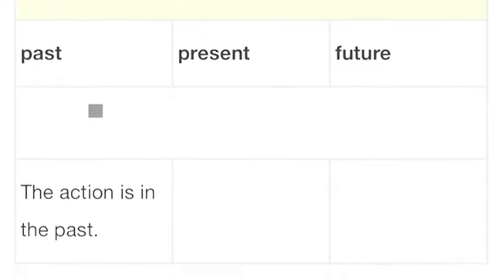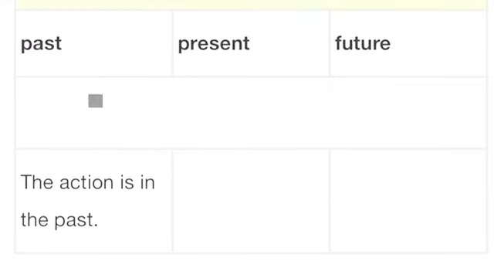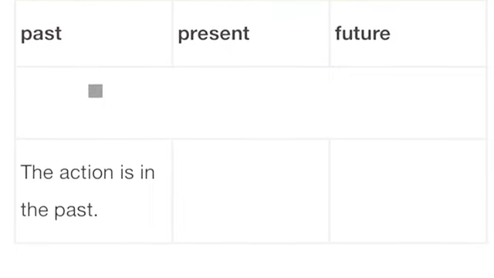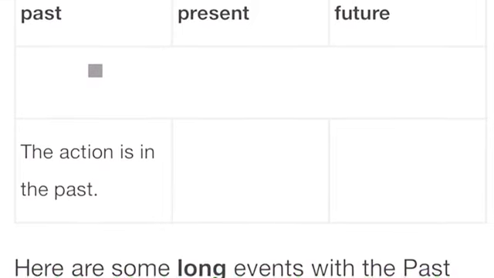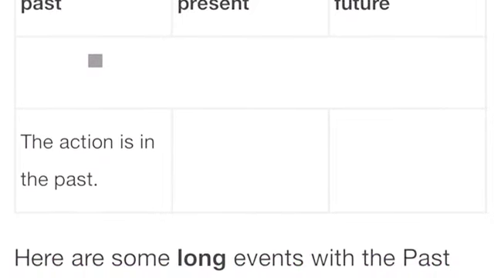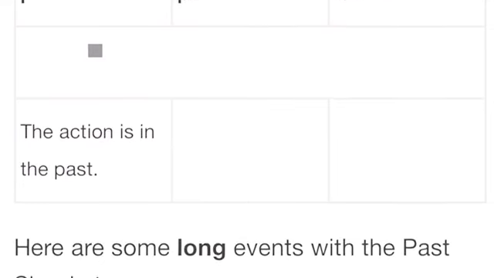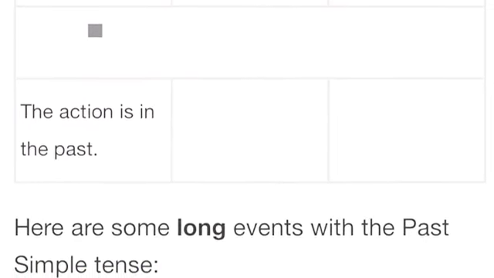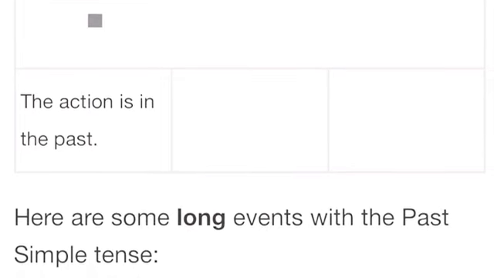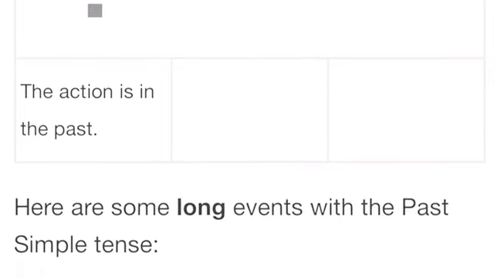Question mark. Did plus V1 form of the verb. So it's a very short event that takes place in the simple past tense. Why? Because the action is in the past and it is taking place for a shorter period of time. Now see, next, here we'll talk about some long events with the simple past tense.